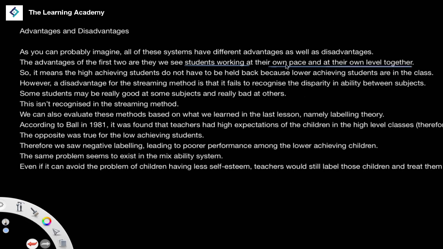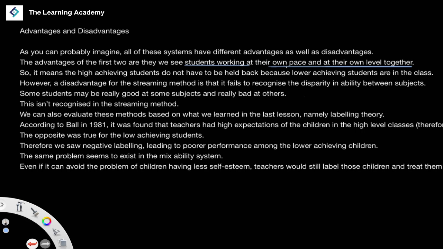So if we have a system where all the kids that are really good at maths are all in a classroom together, it means that the teacher can push those children at a level that is at their own pace, so that they can be pushed further and further. Whereas if we had a mixed ability system where we had some children who were really good at maths and some children who were really bad at maths, then the teacher would either have to spend a lot more time working with the children with the lower ability, which would then ultimately take time away from the children of the high ability, which is not necessarily an equitable system.